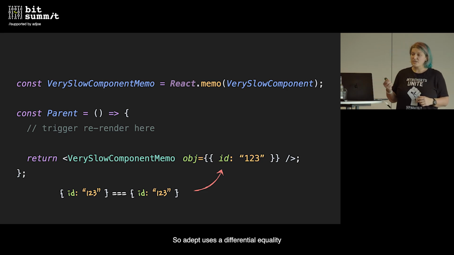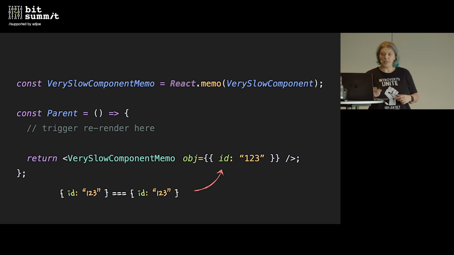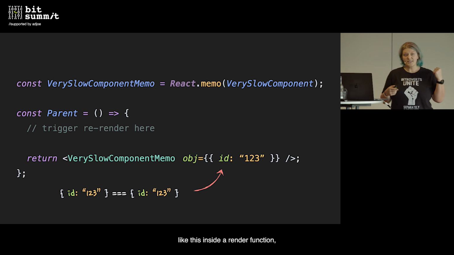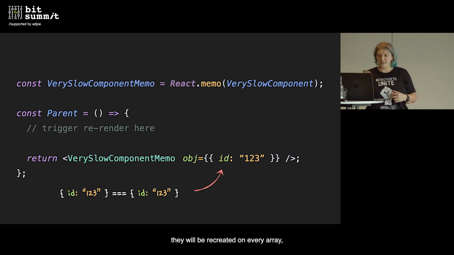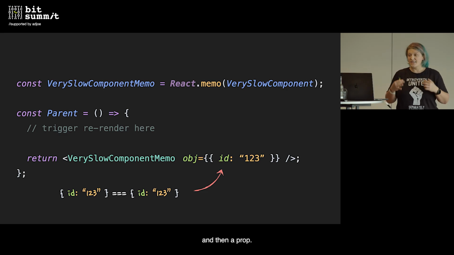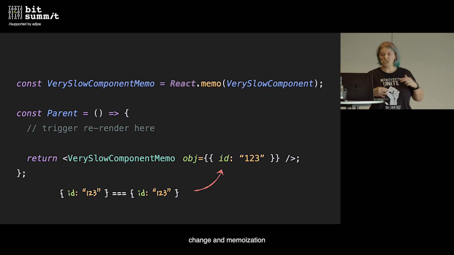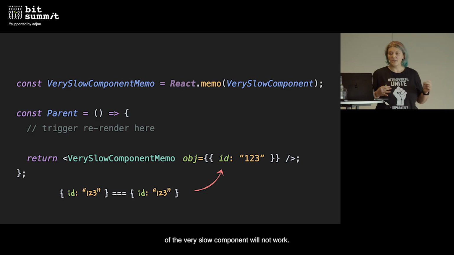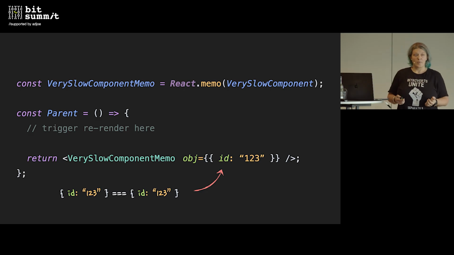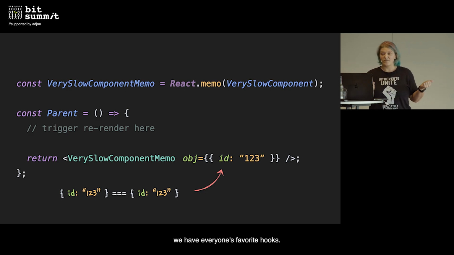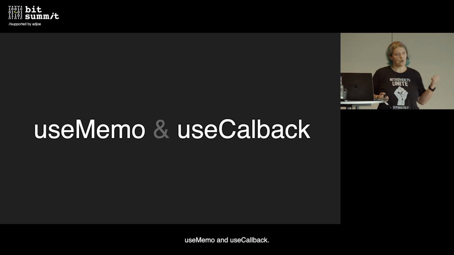React uses referential equality to check for anything between re-renders. And if we declare those non-primitive values like this inside a render function, they will be recreated on every re-render. The reference to them will change, and then this prop will change, and memoization of the very slow component will not work. So to fix this, we have everyone's favorite hooks, useMemo and useCallback.